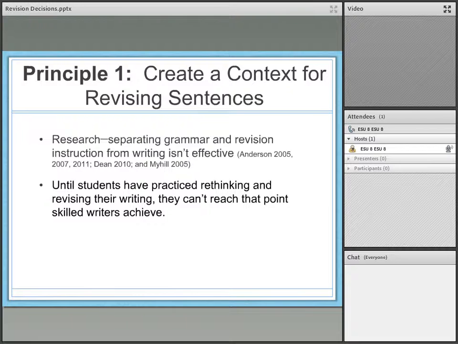Until students have practiced rethinking and revising their writing, they can't reach that point skilled writers achieve, where the thought is revised and restructured, and structures are constantly and unconsciously called upon as they write time and time again. In other words, it all has to become so automatic when they write. They need to practice that, rethink and revise.